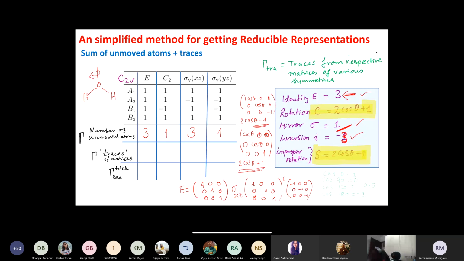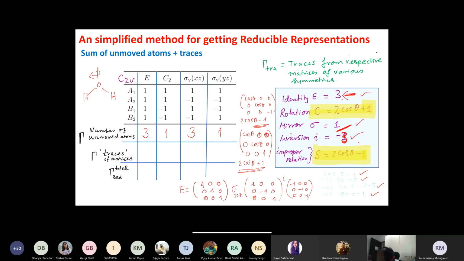So do not worry about trigonometry. I'm sure you are studying it in school. You know that cos 0 is 1, cos 90 is 0, cos 120 is minus 0.5, cos 180 is minus 1. If you have a calculator, it will tell you the value. So the only things you have to remember are these numbers. If you can't remember logically, just mug it up: identity is plus 3, inversion is minus 3, mirror is plus 1, rotation is 2 cos theta plus 1, and improper rotation is 2 cos theta minus 1. This is how you get the traces.